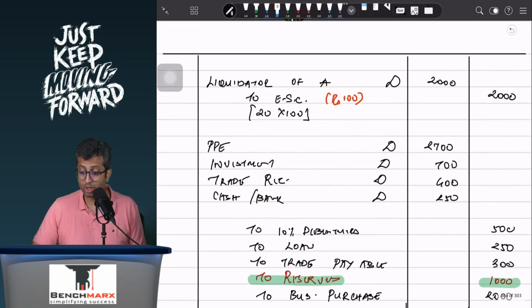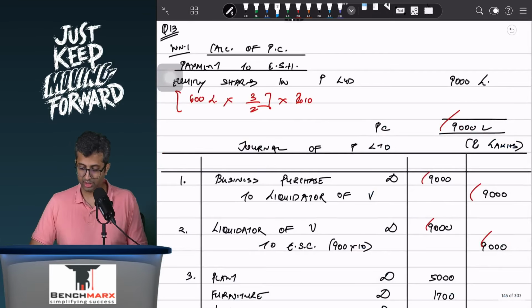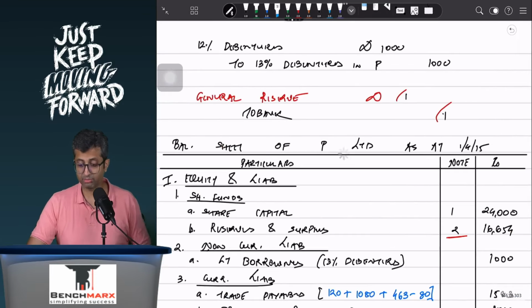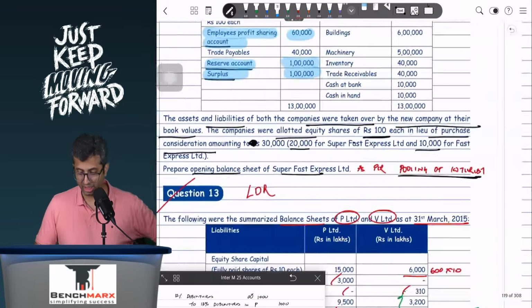So this is a good blend, this question, between internal reconstruction as well as amalgamation. That is question number 8 done. You will mark that as important.